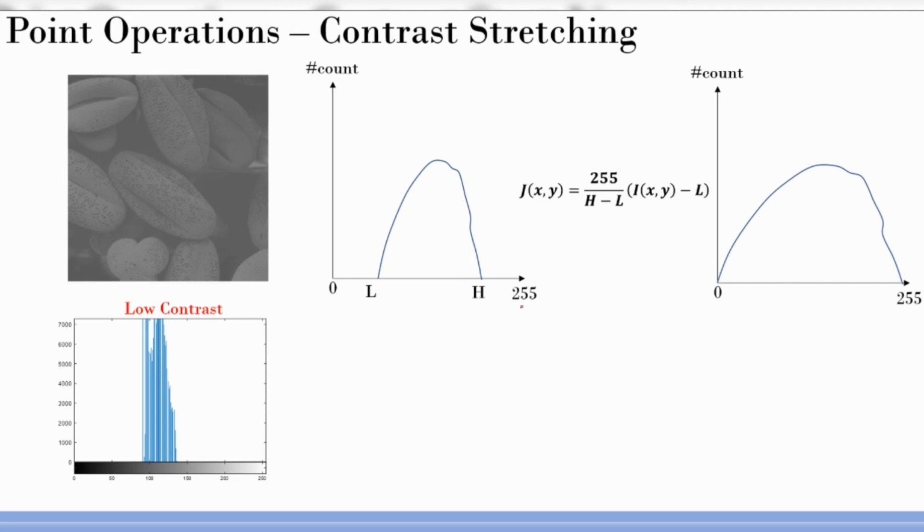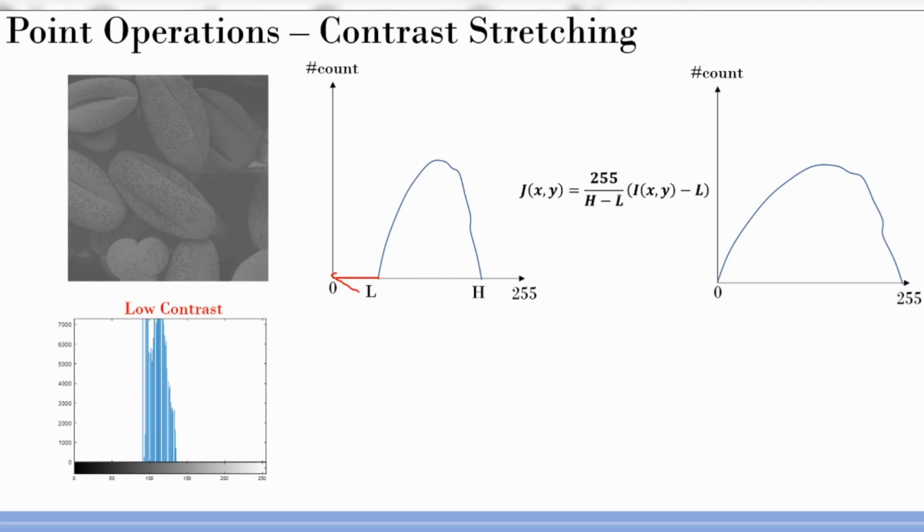The image has a potential of going from 0 to 255, but unfortunately it is going only from L to H. So you should first see the histogram. If it is something like this, you should stretch the image such that it goes from 0 to 255. How do you go about it? I of xy is your original image, and this is the formula. I of xy minus the lowest value. What happens by doing this? You subtract the lowest value, which means the lowest value is already stretched to 0, and then you divide by the dynamic range.